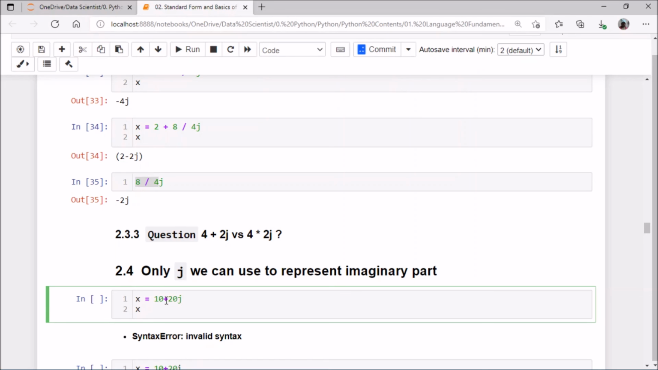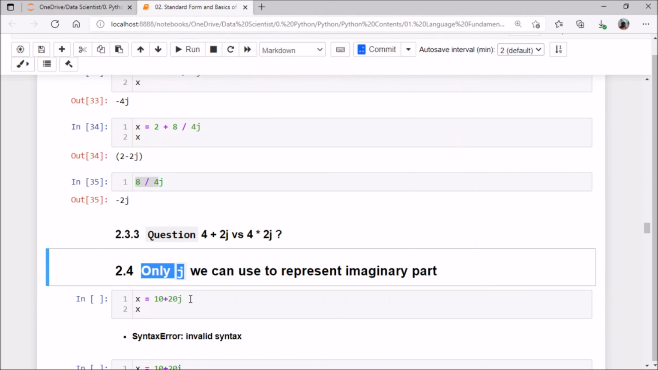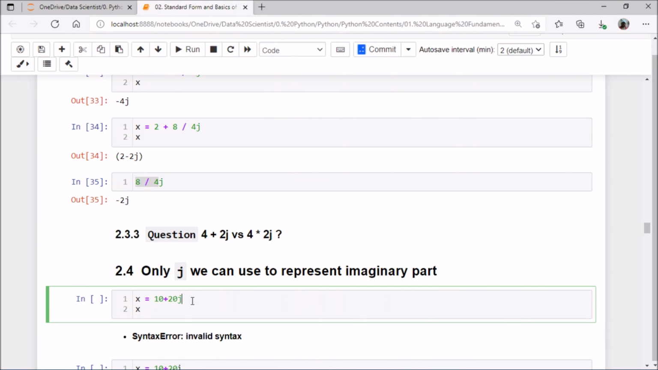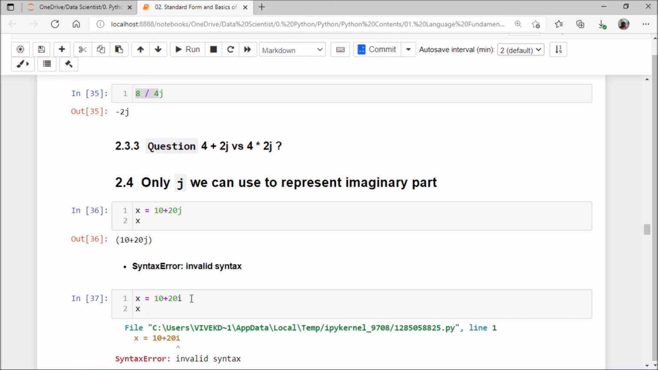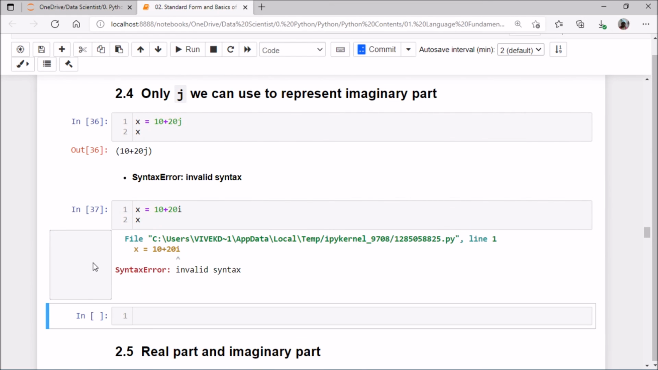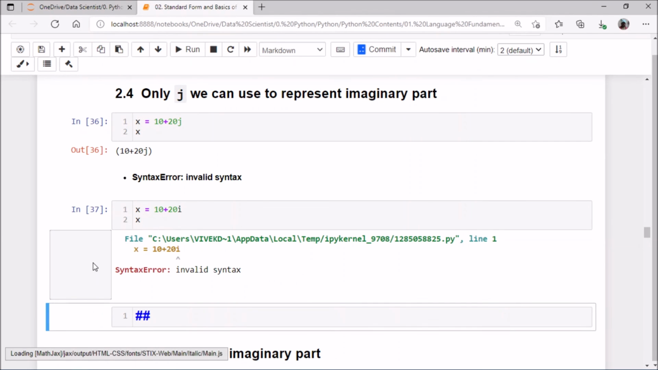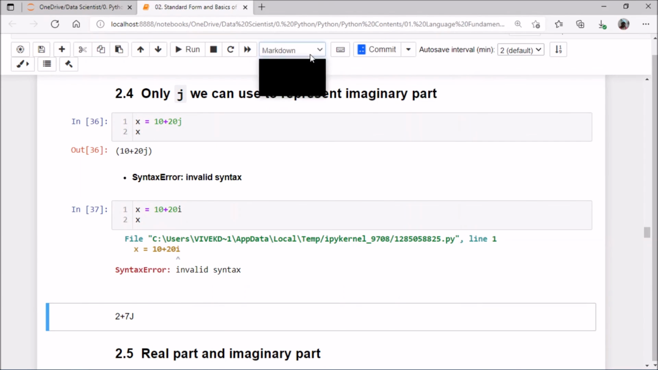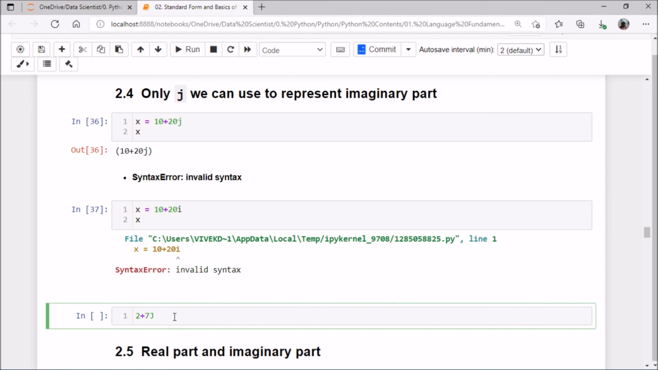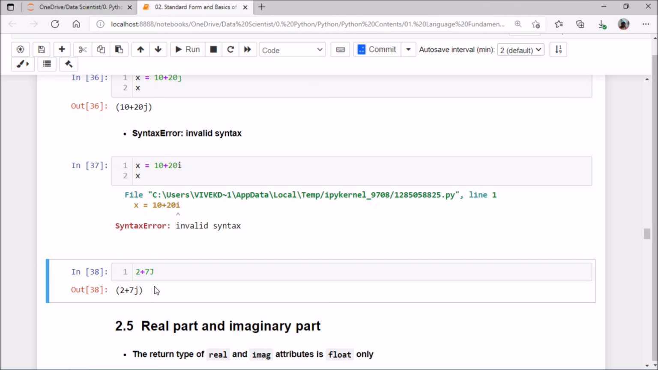And here this is simple, and only j we can use to represent the imaginary part. As you remember, only j we can use. And instead of small j, we can also use capital J. Okay, so here i is not allowed, but we can use capital J also. Okay, we have seen 2 plus 7 capital J. Okay, we can use it like this also. So this is markdown, we have to make it code first, then it will execute. So we can use a small j as well as capital J.